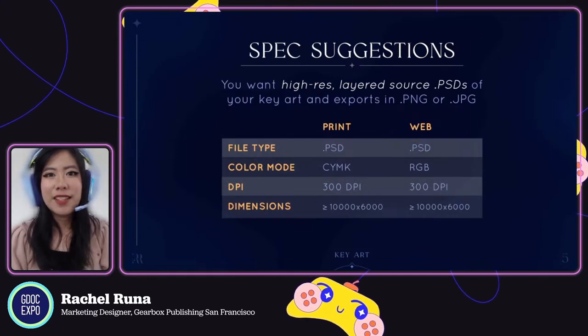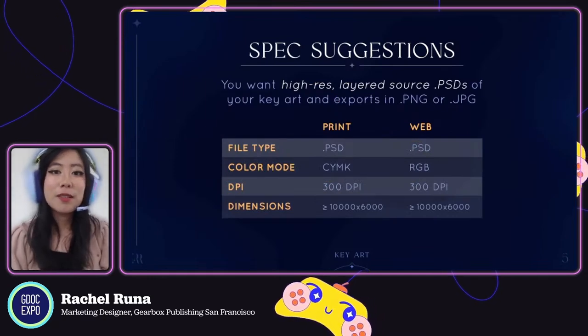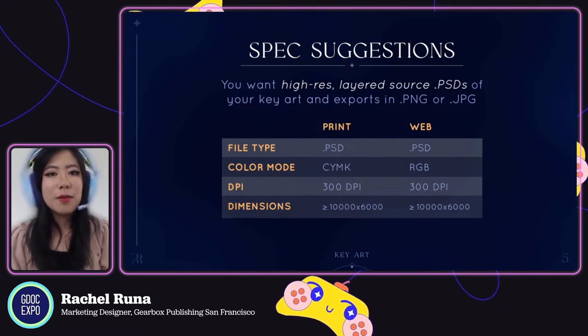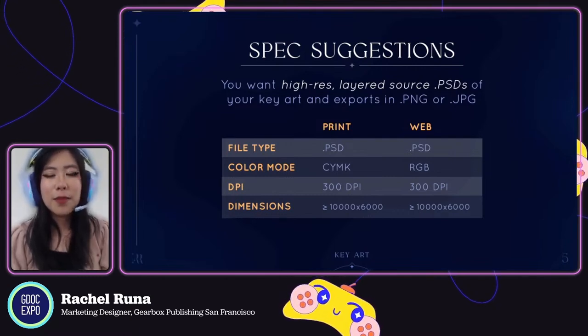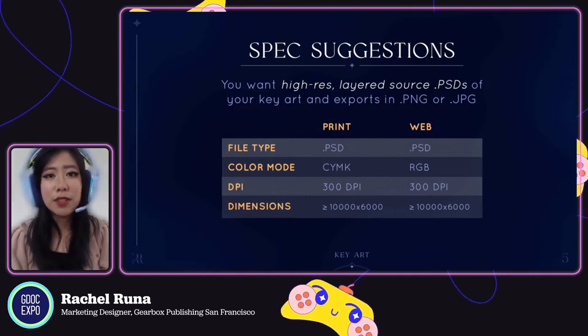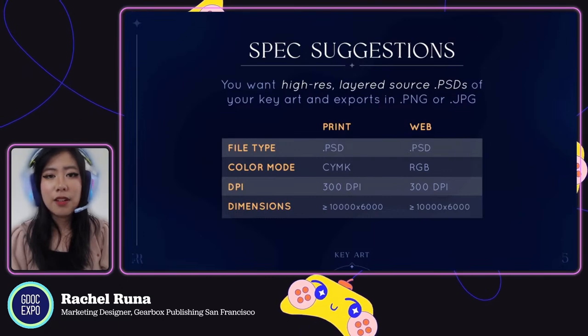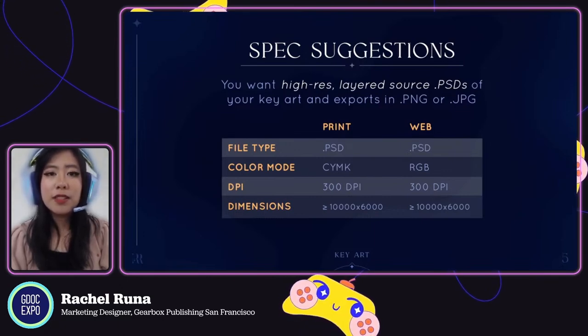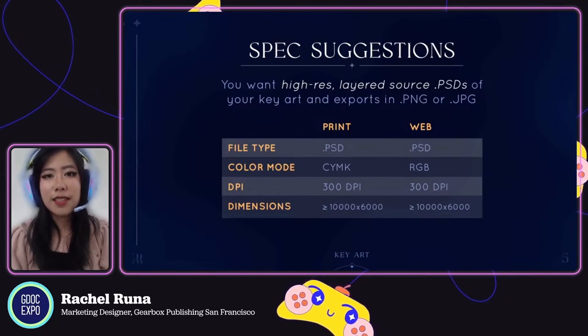In addition to having key art that is high res, we also want it to be layered, which I'll be speaking more about later. So because we want it to be layered, PSDs are something that you probably really want to shoot for. And if you're getting your art commissioned, I highly recommend that in the deliverables, you do say that you want the PSD.